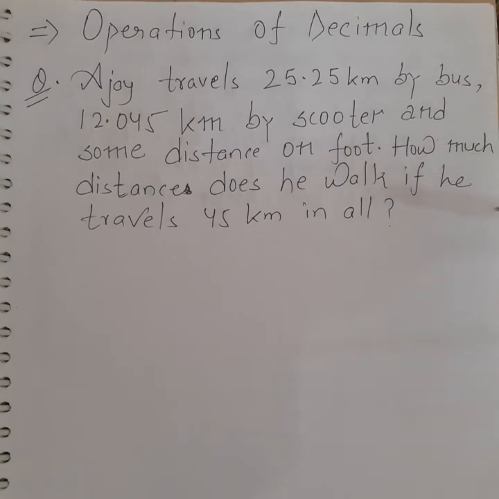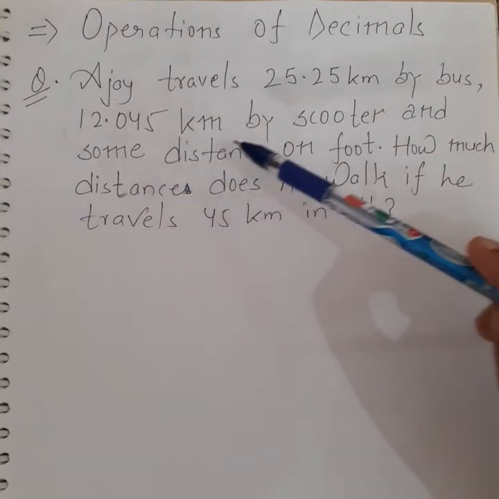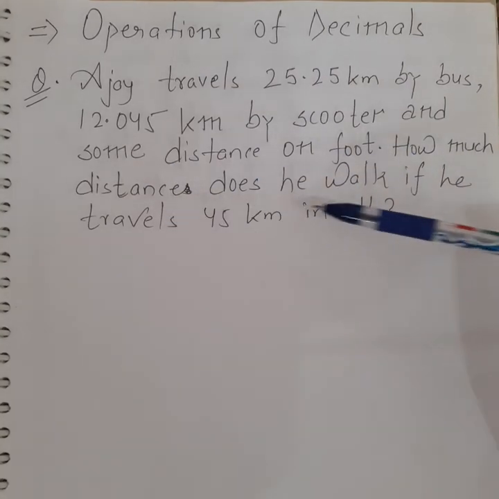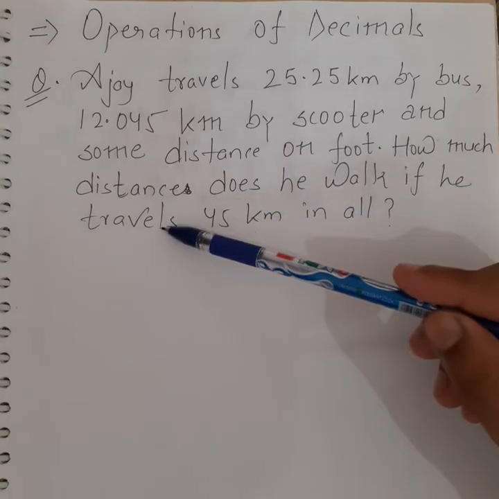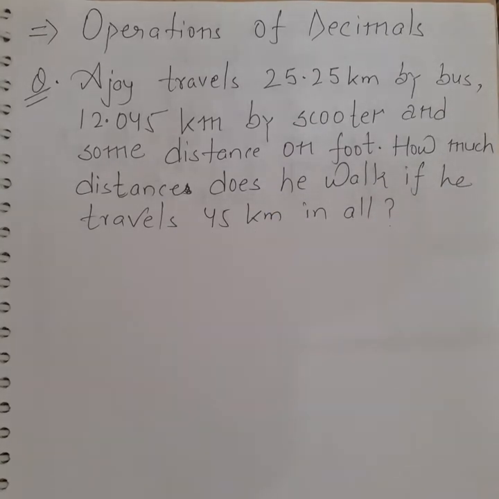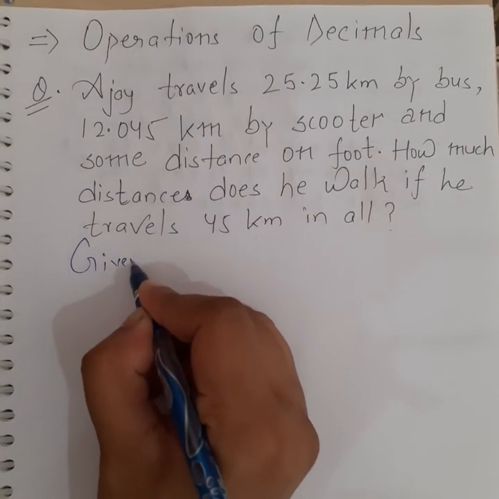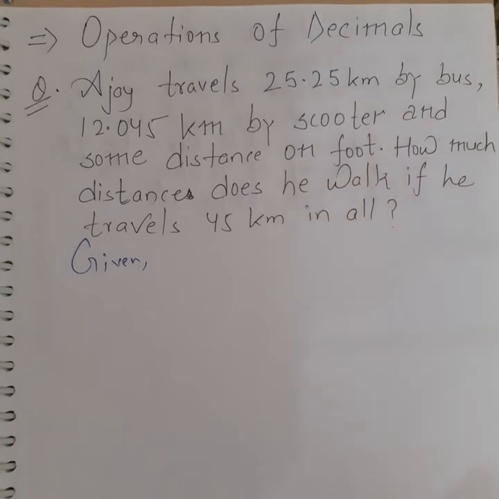Okay. The first question is, Ajay travels 25.25 km by bus, 12.045 km by scooter and some distance on foot. How much distance does he walk if he travels 45 km in all? Okay. So first we write given, that what is given in this question?